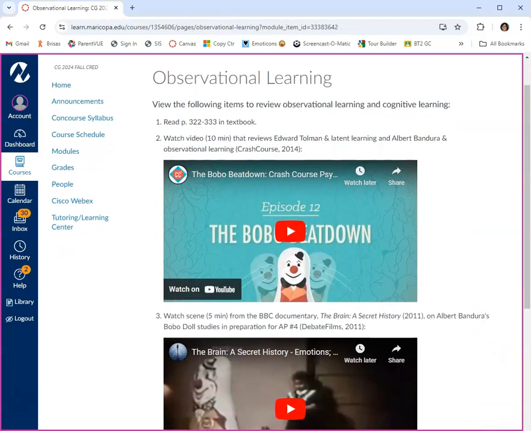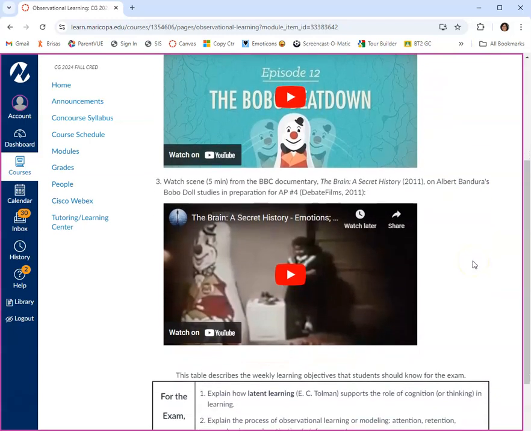The last section is observational learning, which is part of cognitive learning. Cognitive is just a fancy word for thinking or thoughts. In other words, cognitive learning is about how we develop higher level thinking or thought processes. Please read the designated pages in the textbook and watch the assigned videos.